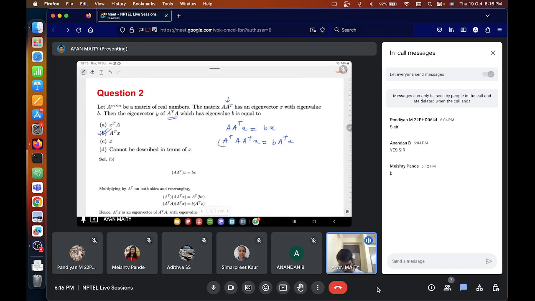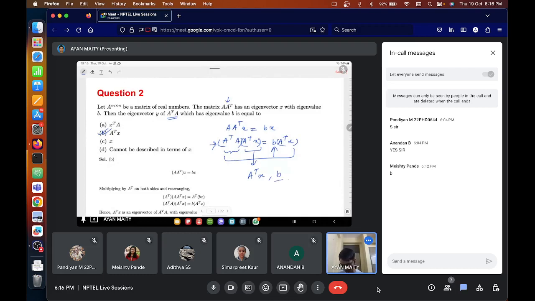Now you can separate out this part and this part. So we have to find out the eigenvector for this matrix, for this matrix A transpose A. This equation is again of the form of an eigenvector equation. So this is the eigenvector and this is the eigenvalue for this matrix A transpose A. So this is the eigenvector A transpose X with the eigenvalue B.